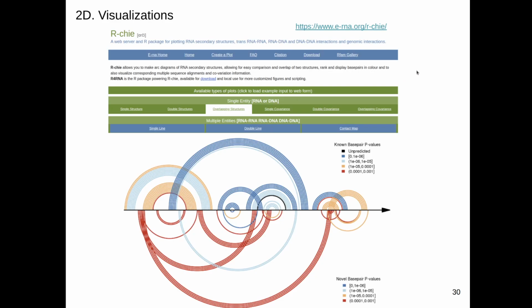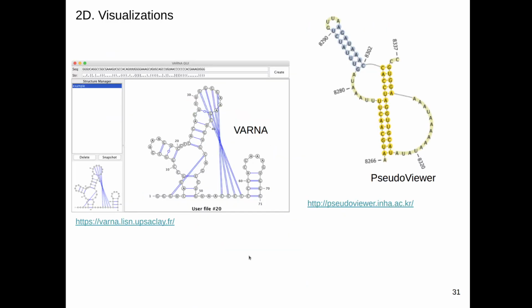In terms of visualizations, we have, as far as I know, just one tool that draws arc diagrams. It's an R-based tool called R-chie. This is its online version, the screenshot of the online version. We have more tools that draw plane graphs. The most popular one is VARNA. This is how it looks. It's a Java-based tool.